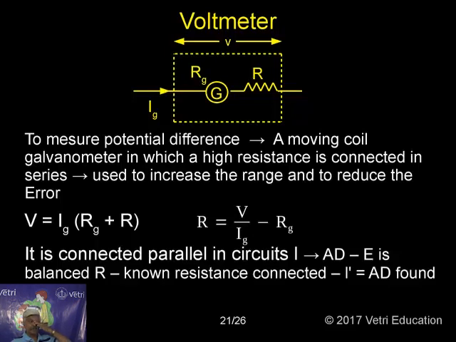Therefore, voltage V is equal to IR. The current through the galvanometer is Ig, into the total resistance. Since they are connected in series, we add R plus Rg. Therefore, the general formula from which R can be calculated is R = V by Ig minus Rg. It is connected in parallel in the circuit. Since the resistor inside is in series, the entire instrument should be connected in parallel. The voltmeter is always connected in parallel to the circuit, with a series resistor inside it. The ammeter is always connected in series to the circuit, with a parallel resistor inside it. That is what we have to understand.